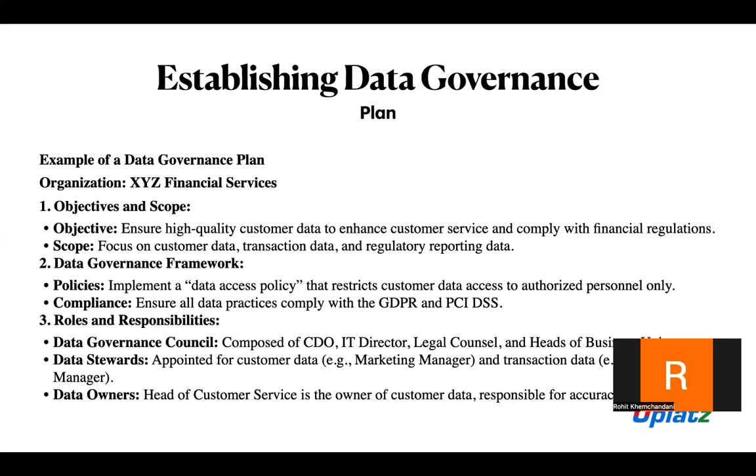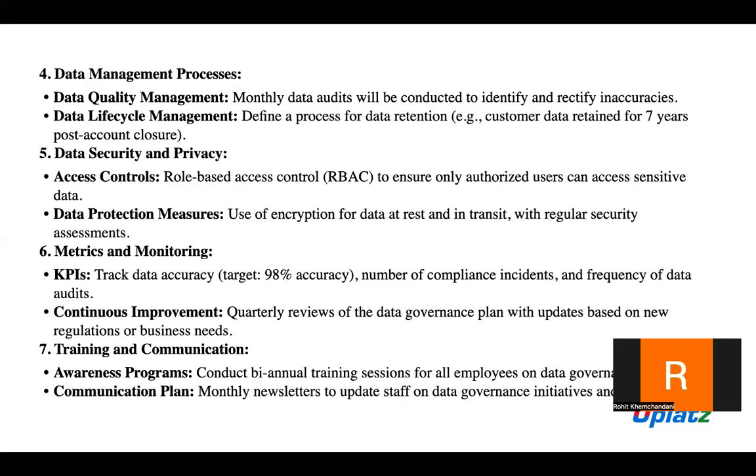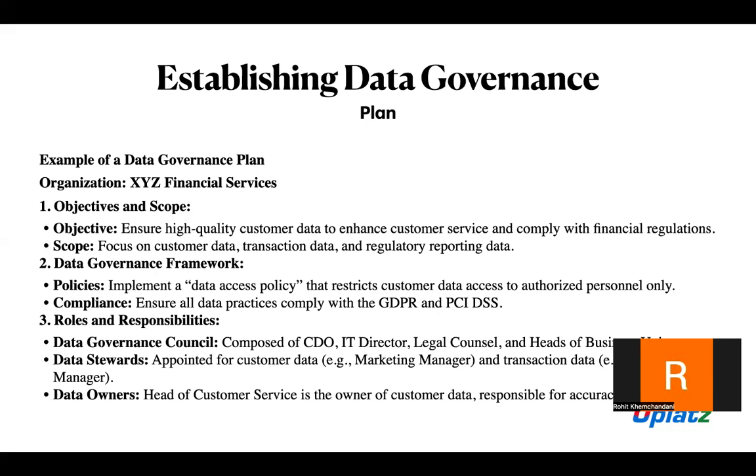After that, step by step we'll go. First we'll define the framework. We'll provide the roles and responsibilities, that is who will be doing what. We'll be defining the data management processes. We'll talk about the security and privacy. There will be metrics to monitor what we are doing. And then there will be training and communication. So these are the 7 things, that is how we implement the data governance plan.